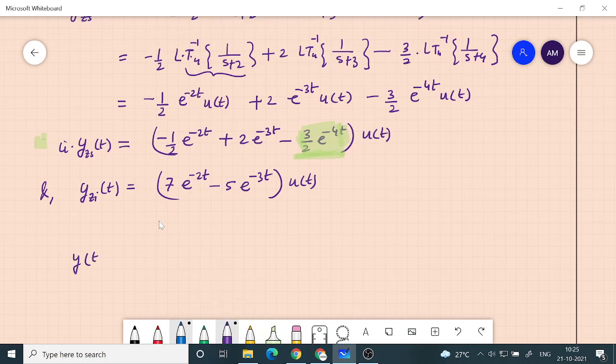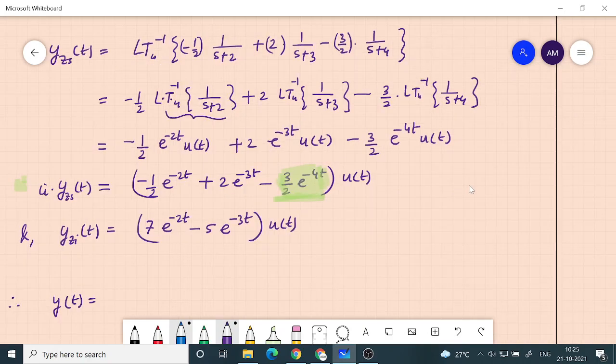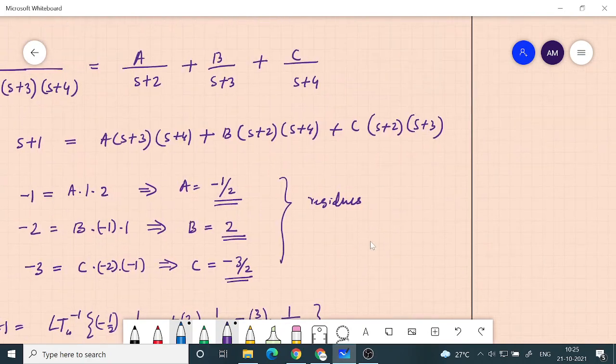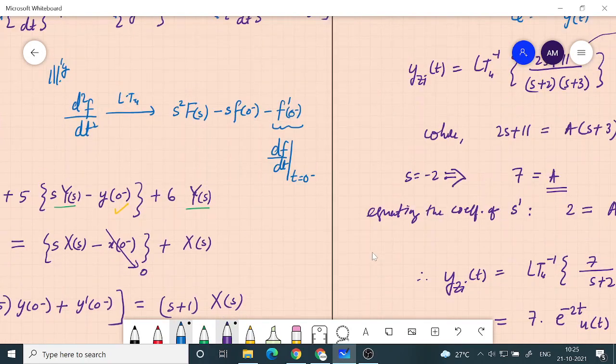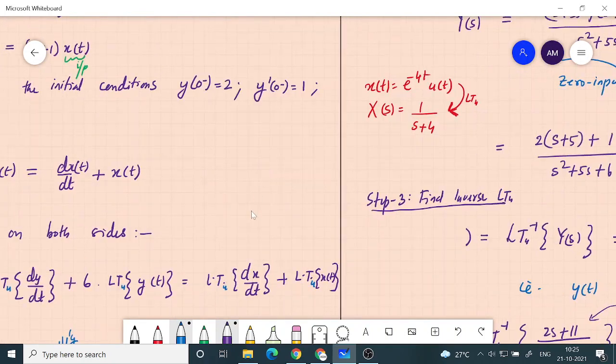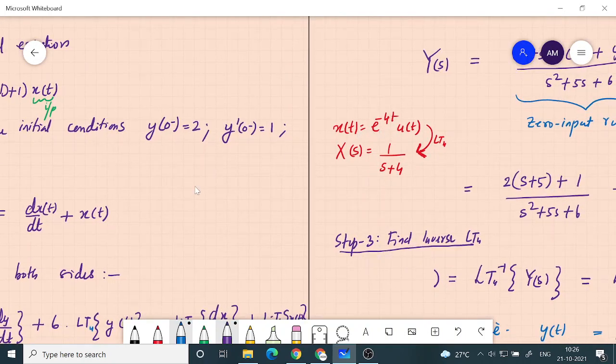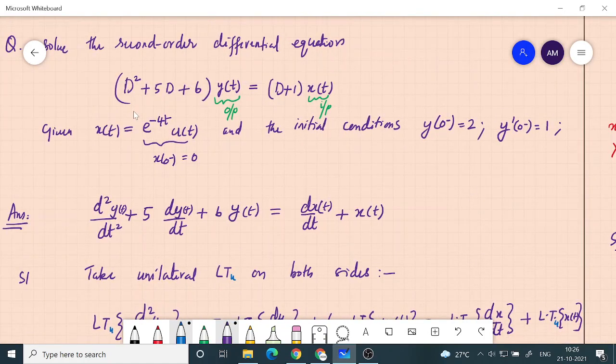Sir, can I ask a question? Yes. Sir, how are you able to identify that the first two terms are due to a natural response? Okay, I told you we have applied a particular input. What is the input that we applied? It is e raised to minus 4t u of t. Remember, it was given in the question. X of t is given as e raised to minus 4t. This is the input that we have applied.